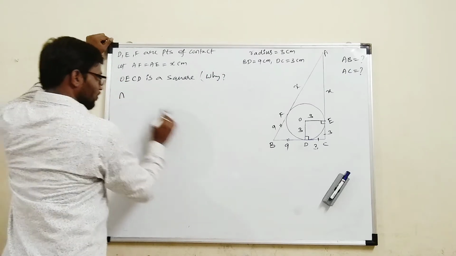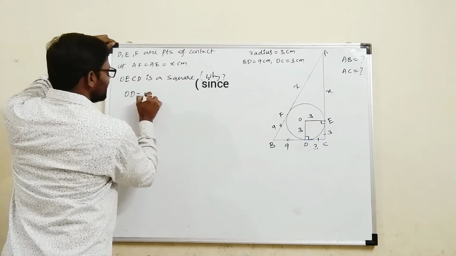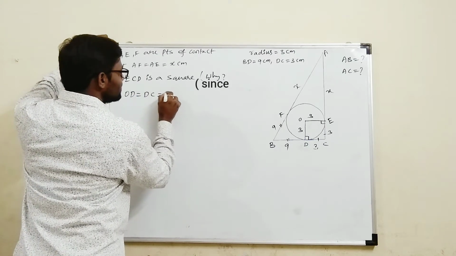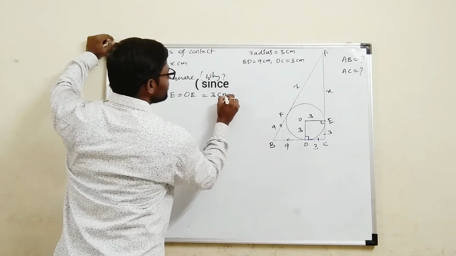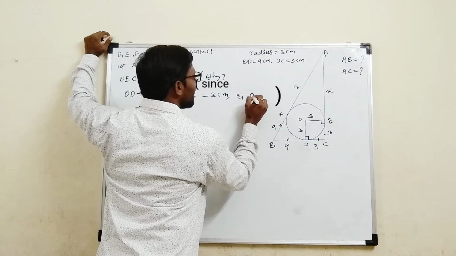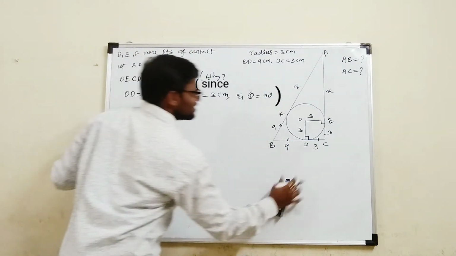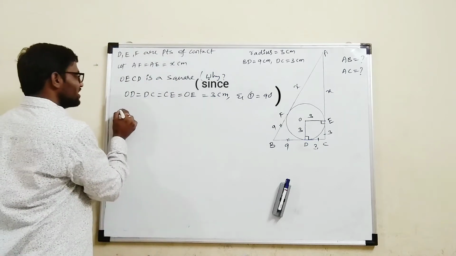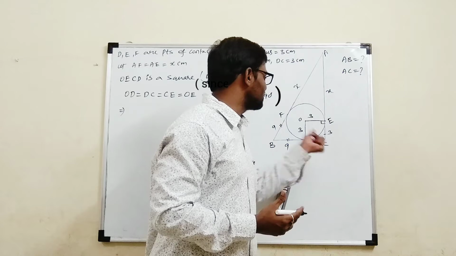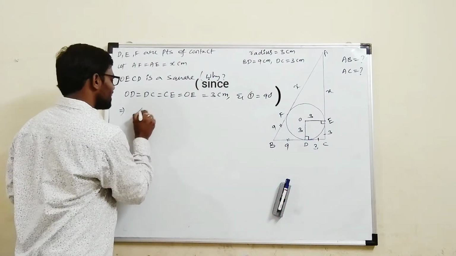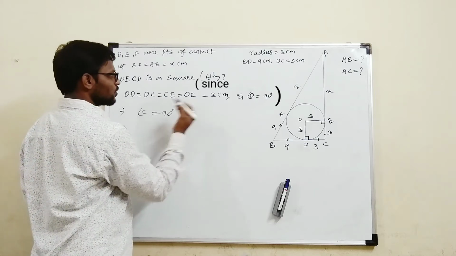Why is it a square? Since OD equals DC equals CE equals OE equals 3 centimeters and angle D is equal to 90 degrees. So this quadrilateral is a square. In a square, all the angles are 90 degrees. Can I write angle C is equal to 90 degrees? Since OECD is a square.